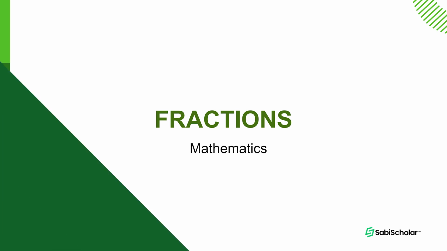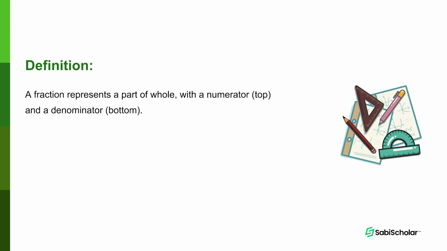Let's get started. A fraction represents a part of a whole with a numerator, which is a number at the top, and a denominator, which is a number at the bottom. So when we talk about a fraction, the structure is that there's a number at the top, called a numerator, and a number at the bottom, called a denominator.